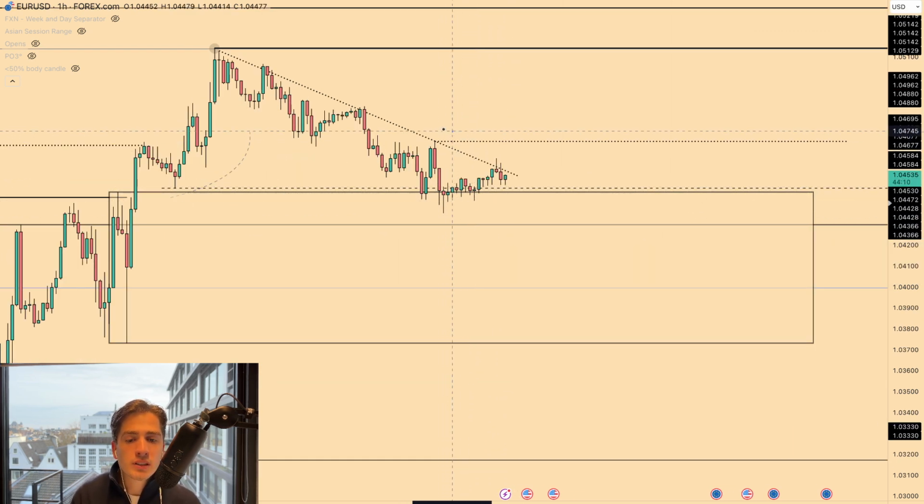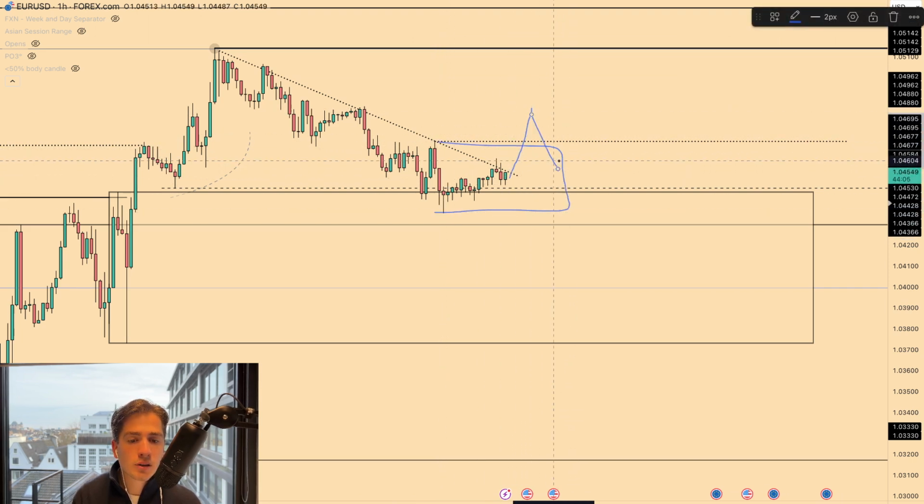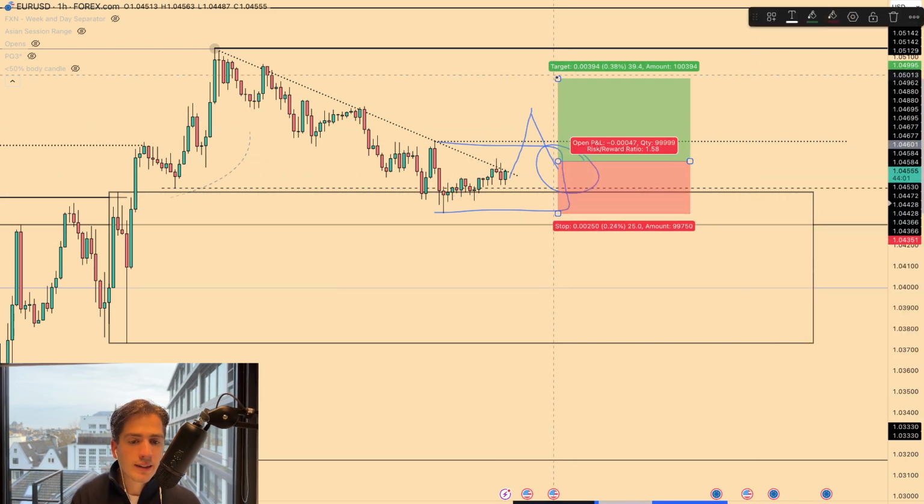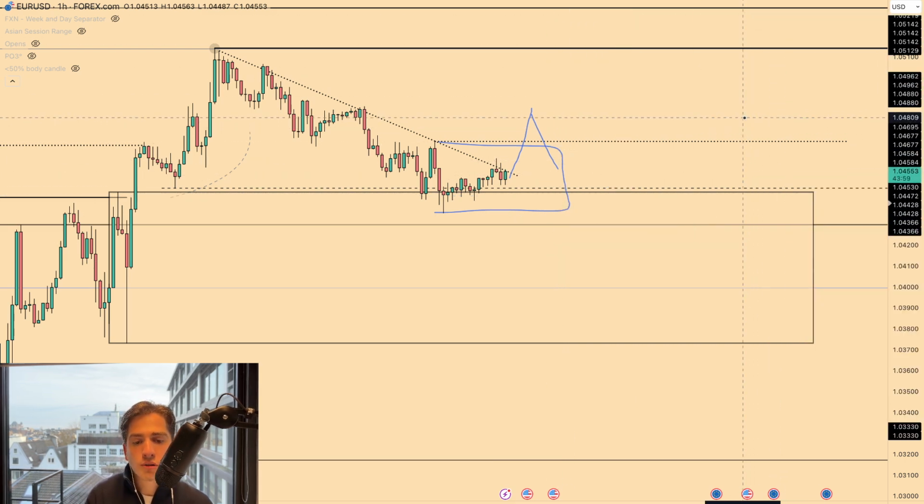Personally, what I'm going to be waiting for is a break of this 1-hour fractal high. If we break that, then we form a new area of demand over here, and then I'll be looking for a long position inside of that demand zone, and I'll be taking the position pretty much like this. So that's what I'm looking for on EURUSD.